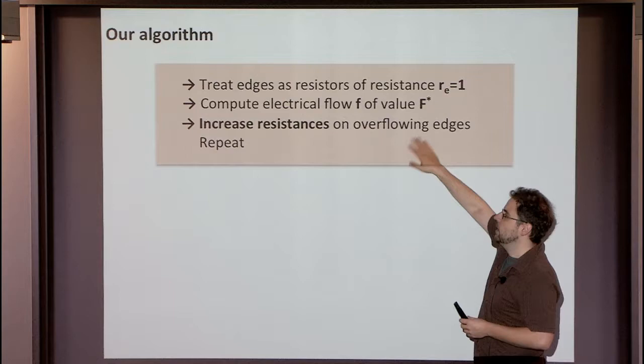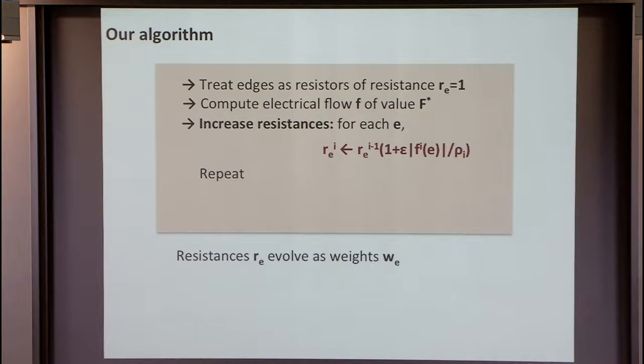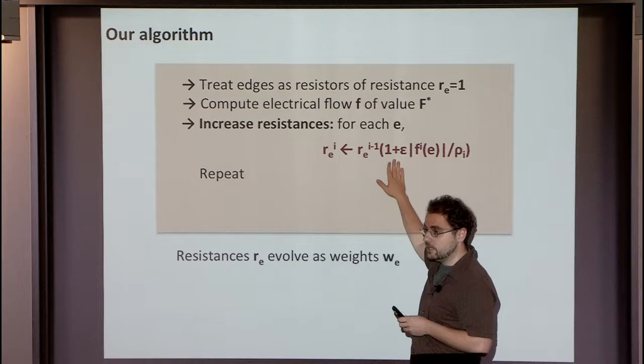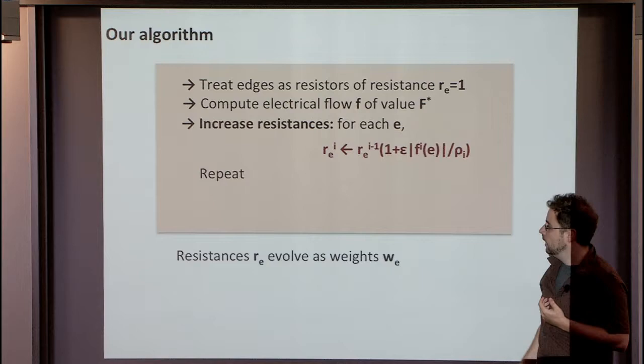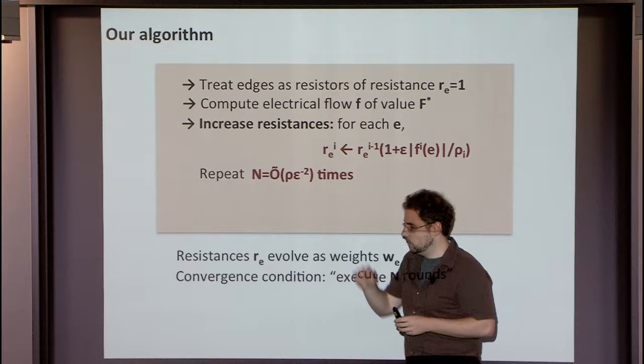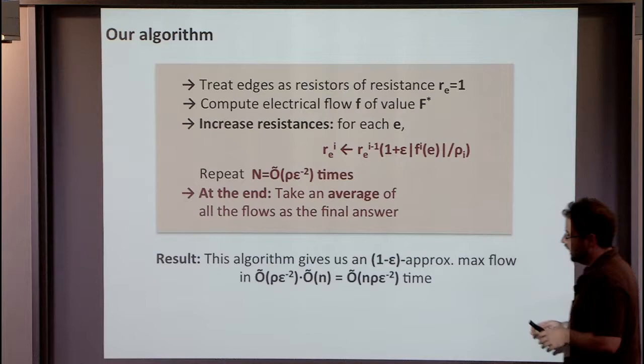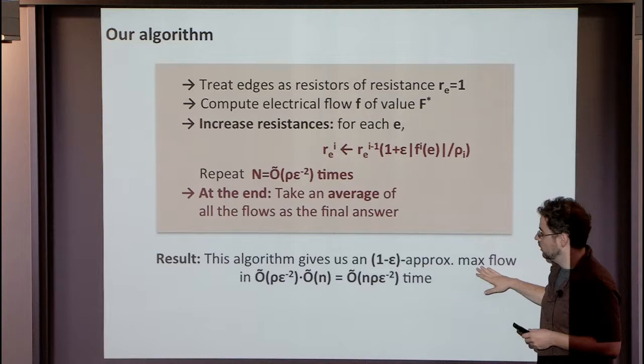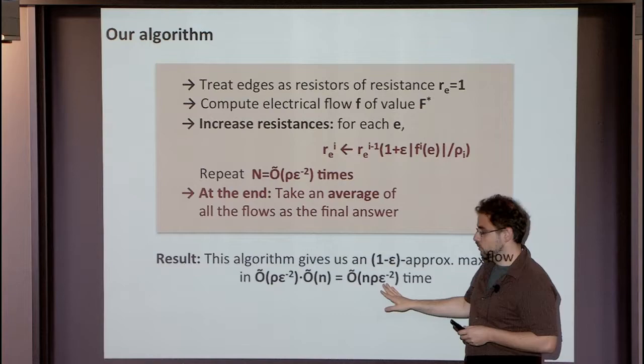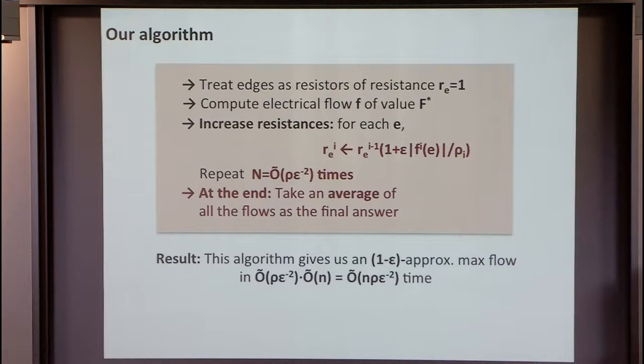Okay, so now this was the skeleton, and now we know how to fill in the rest. One thing is that we want our resistances to evolve exactly as weights in the multiplicative weight update method. So now we know how to increase resistances. And the other thing is that we just need to repeat it at most rho over epsilon squared times, and the way we get the answer is by taking the average of all the electrical flows of the system. Okay? And clearly, by what I just said, this algorithm works, and it gives us a one minus epsilon approximation to max flow in time roughly rho times n over epsilon squared. This is the number of iterations, and the n-tilde time is the time needed for computing each of these electrical flows. So we just get an algorithm that is an approximation to max flow.